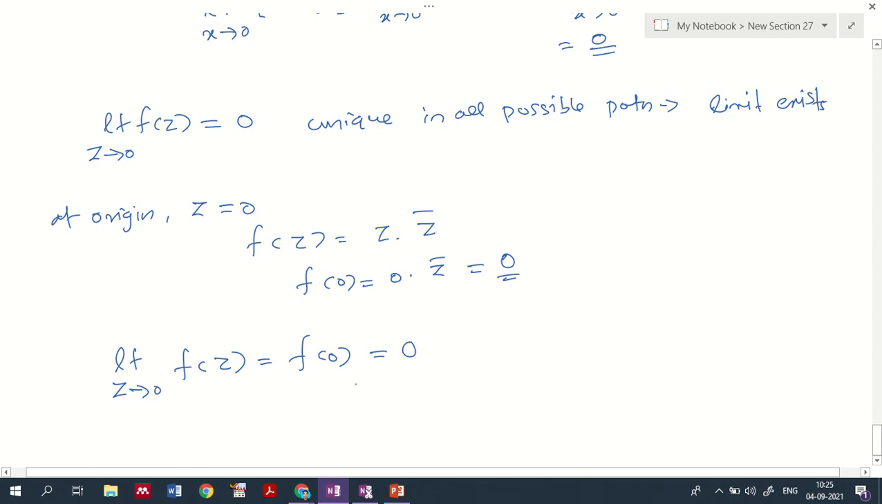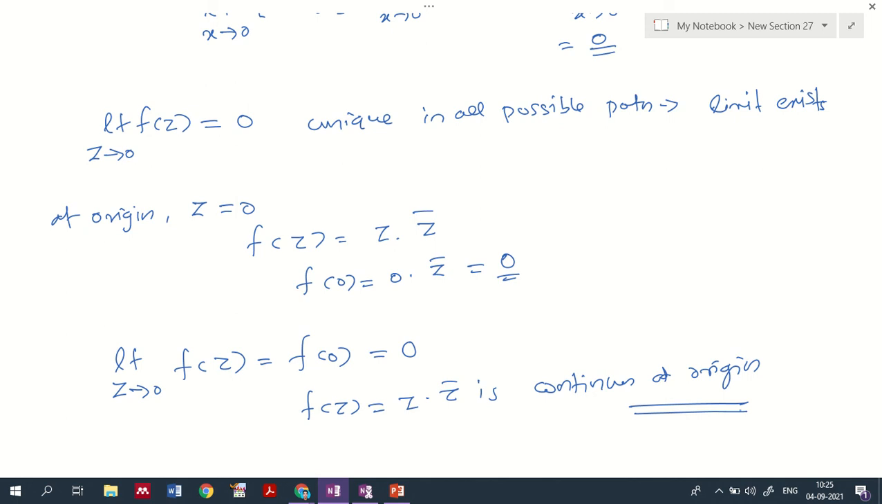So the given function f of z equal to z into z bar is continuous at origin. Okay, it is continuous at origin. Okay, so this is how you check and prove whether a given function is continuous or not.